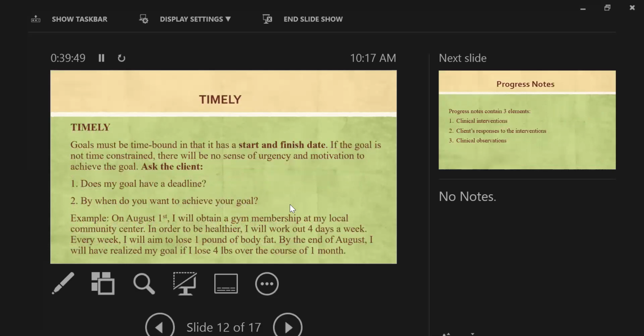Timely. Goals must be time bound in that it has a start date. If the goal is not time constrained, there will be no sense of urgency and motivation to achieve the goal. As a client, does my goal have a deadline? By when do you want to achieve your goal? Example: On August the 1st, I will obtain a gym membership at my local community center. In order to be healthier, I will work out 4 days a week. Every day, I will aim to lose 1 pound of body fat. By the end of August, I will have realized my goal if I lose 4 pounds over the course of 1 month. There's your goal, the end.